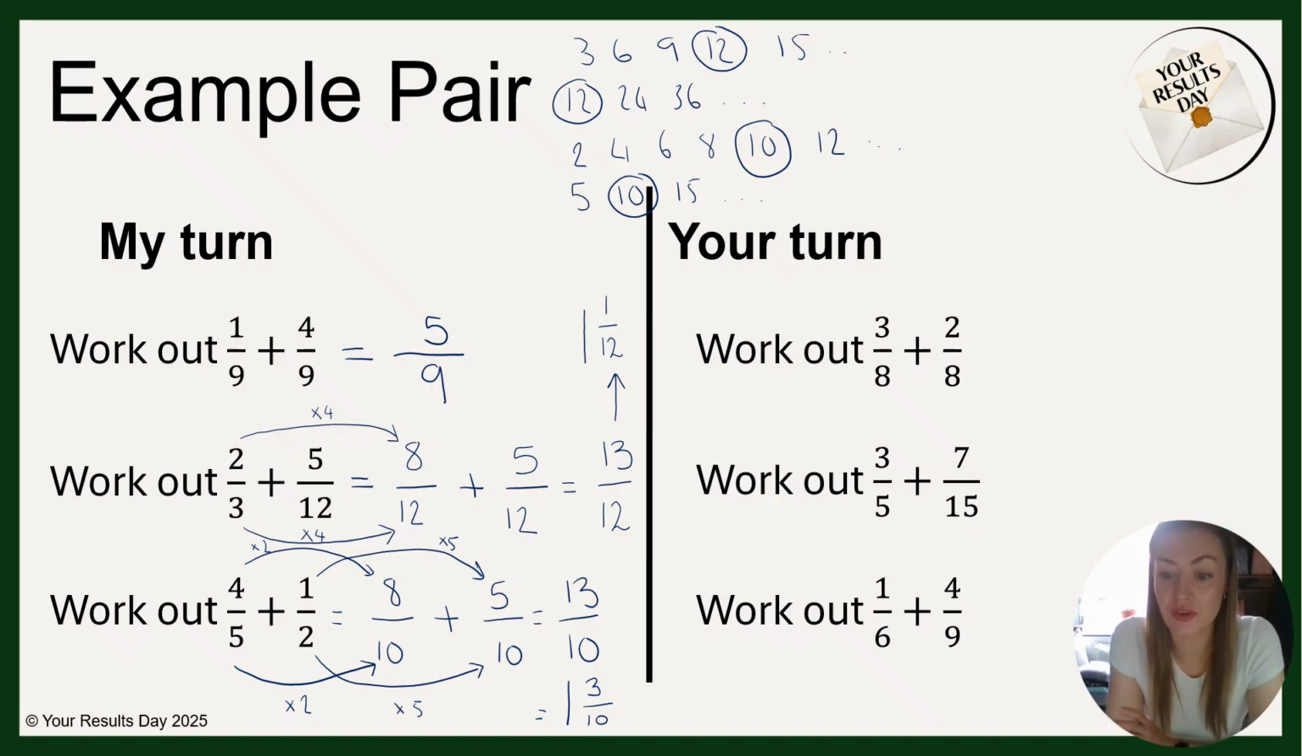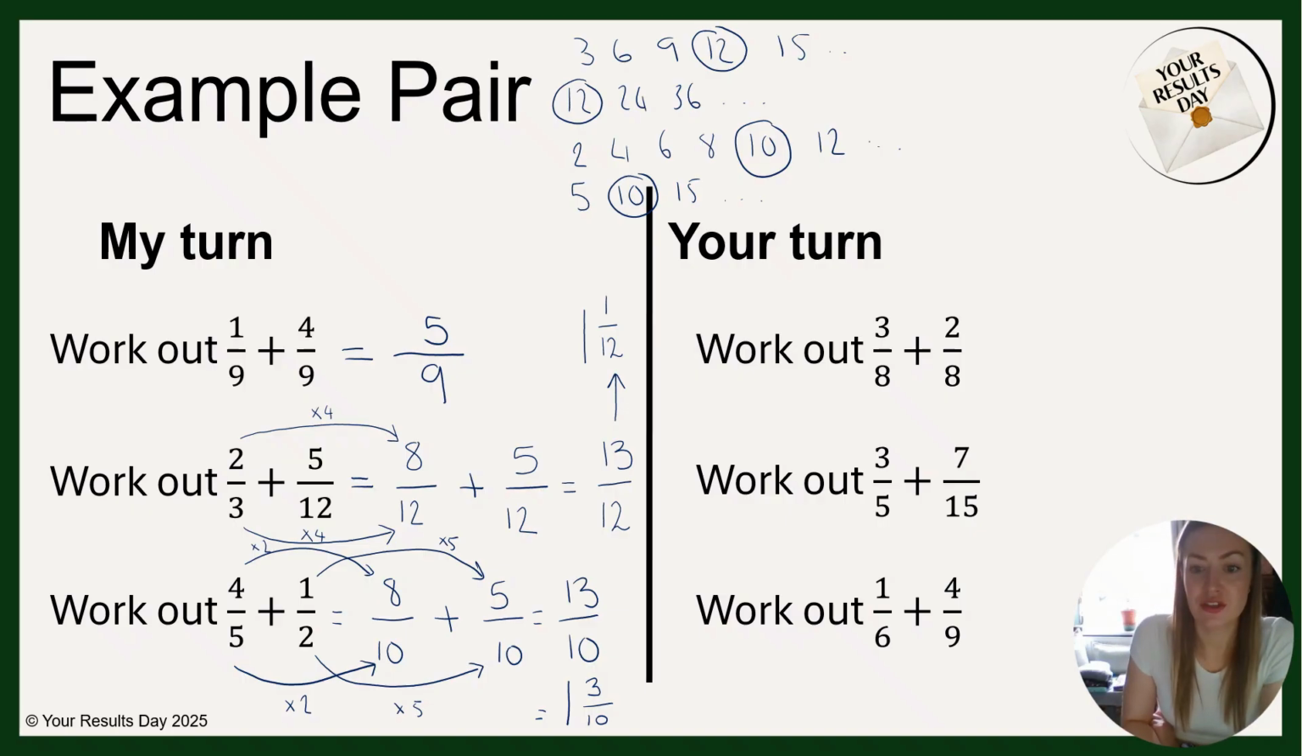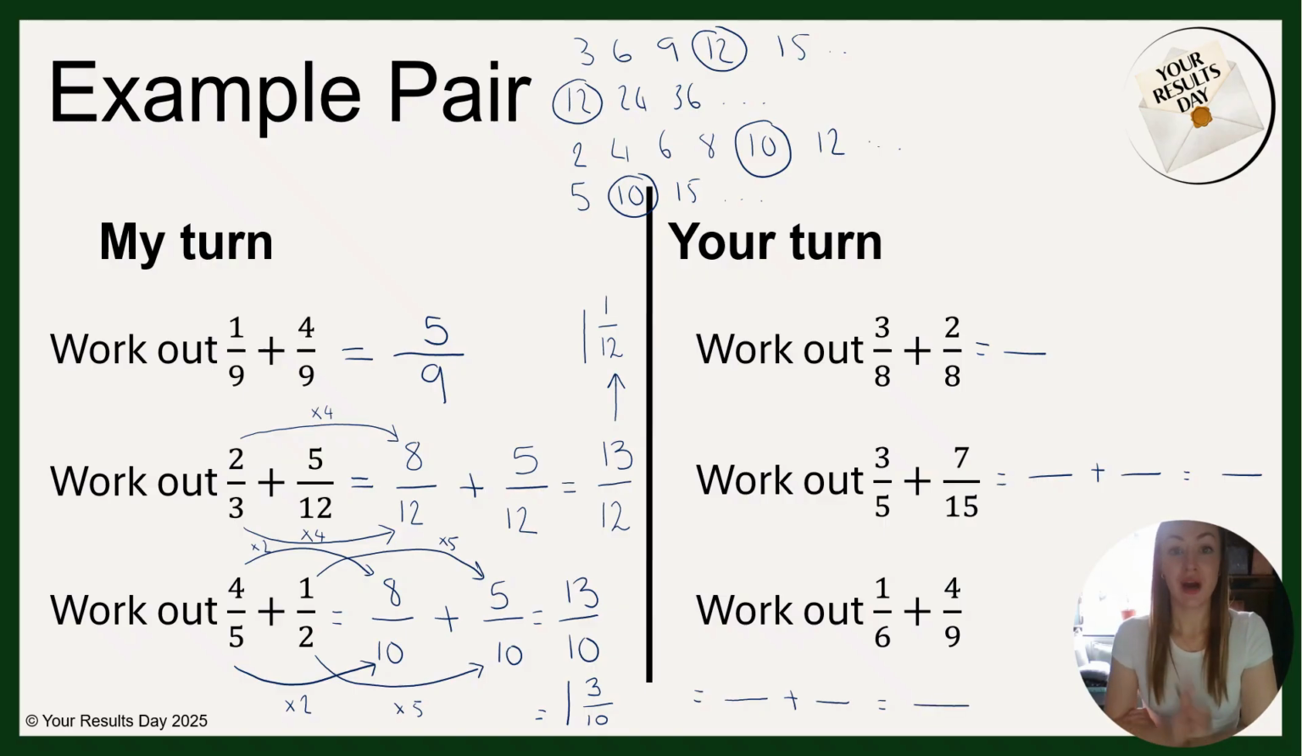Here are 3 questions for you to have a go at, and they are in a similar style where the first one already has a common denominator, so you will be able to go straight to answer. The second one, you will need to find a common denominator, but you will only need to change one fraction. And the third one, you will need to find a common denominator and you will have to change both fractions. So I'll be going straight through the answers, so pause the video so you've got time to do these and then hit play when you're ready to see the solutions.